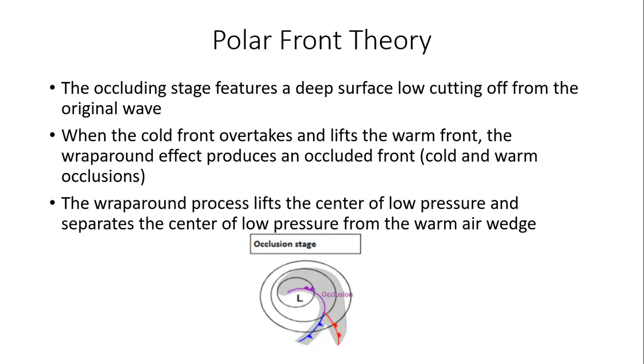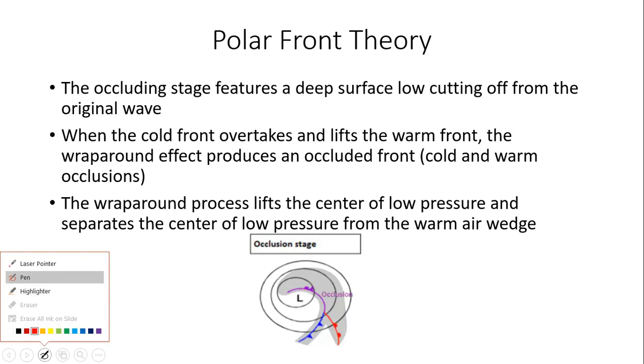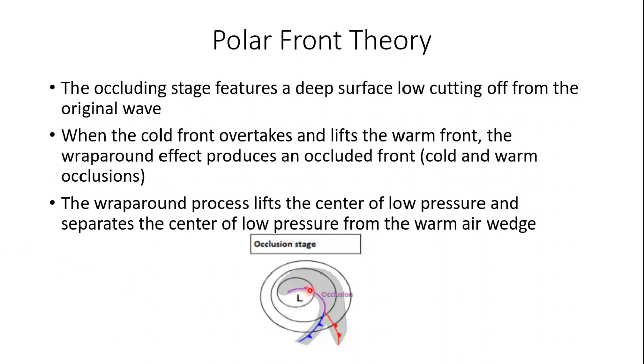By the way, an occluded front is represented by this purple line right here. This is an occluded front. There are two types: a warm occlusion and a cold occlusion. But in general, what happens is the area of low pressure used to be down here in this area, but it's now moved off to the northwest. And as it states here, the deep surface low cuts off from the original wave. So it's pushing back towards the colder air aloft at the occluded stage.